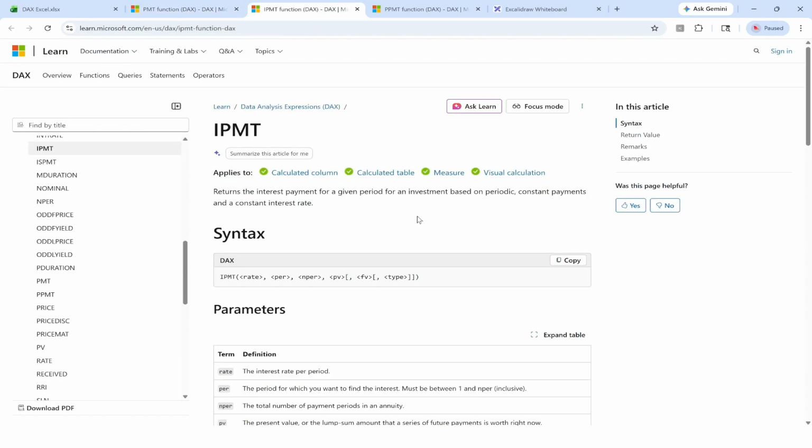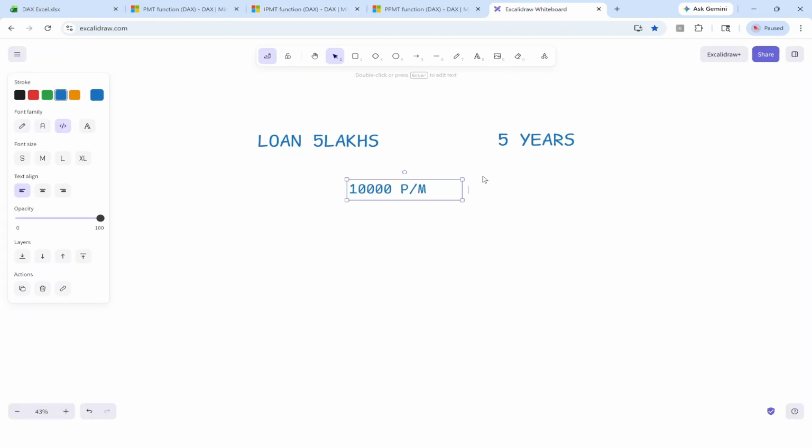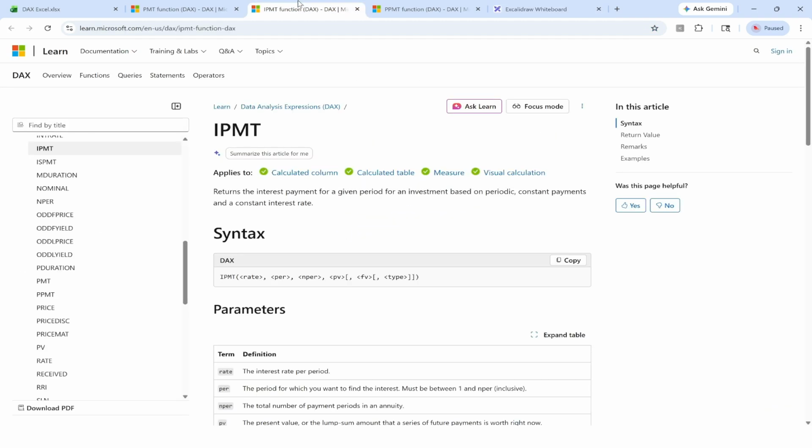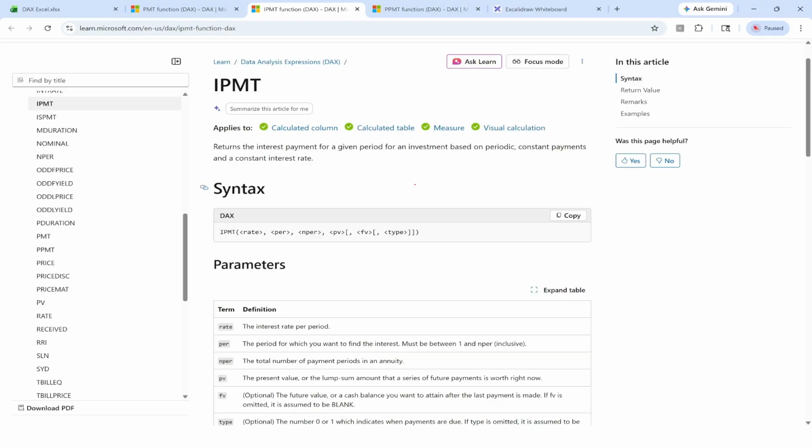Now let's jump here. What is meant by IPMT? It returns the interest payment for a given period. PMT calculates the monthly EMI payment. On top of that payment, how much interest are you going to pay? If this is 10,000 per month, let's assume for the first month you need to pay 500 interest. This is for the first month, so you are going to calculate the first month's interest.